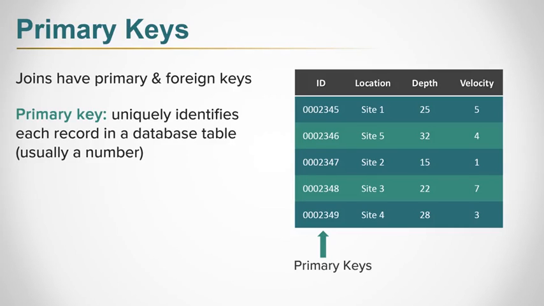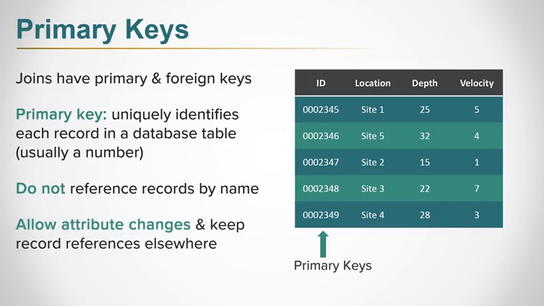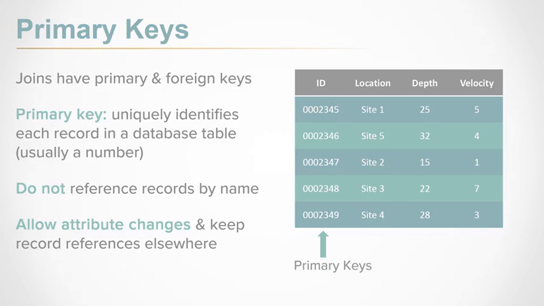Imagine without a primary key, if we tried to reference these records by their names, but then we were to change the names. Everything that references them by name is now out of date and broken. In contrast, having a primary key allows us to change any attributes that are actually important to us in a record while still having a means to reference that record from somewhere else that won't change.